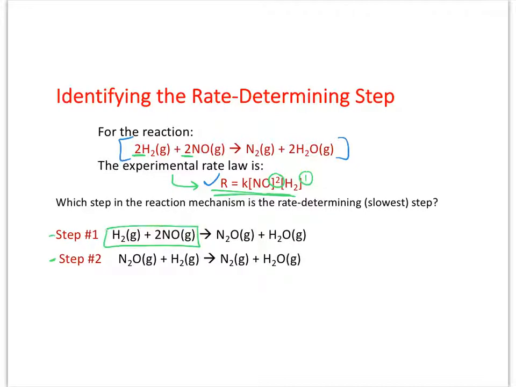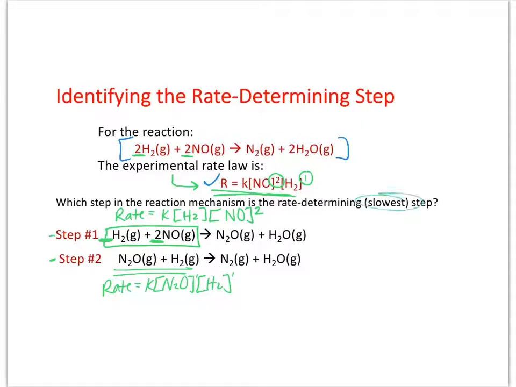So what would be the rate law for this first step? Rate equals K times the concentration of hydrogen, and that would be raised to the first power because its coefficient is 1, times the concentration of nitrogen monoxide raised to the second power because its coefficient is 2. The rate law for this step would be N2O to the first power, H2 to the first power. So the slow step rate law would match my experimental rate law. So I know that step 1 is the slow step.